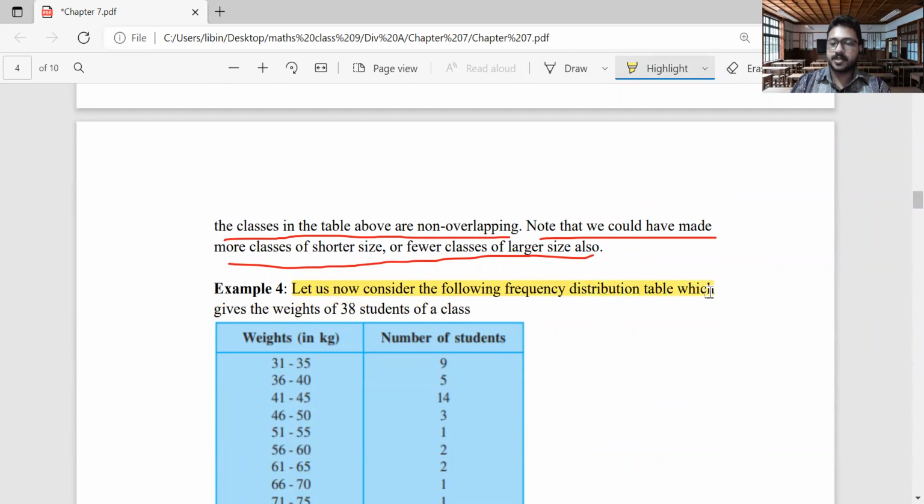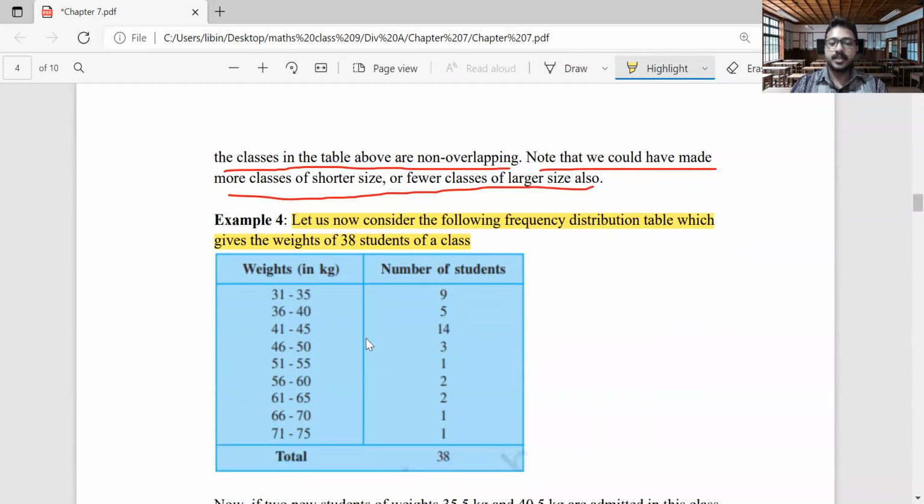Consider the following frequency distribution table, okay, which gives the weights of 38 students of a class. Look here, if the weights are lying between 31 and 35, look at the number of students whose weights are lying between 31 and 35. 9 students are there. And between 36 and 40 we have 5 students. Similarly, between 41 and 45 we have 14 students, and then between 46 and 50 we have 3 students. Okay, similarly it is given.